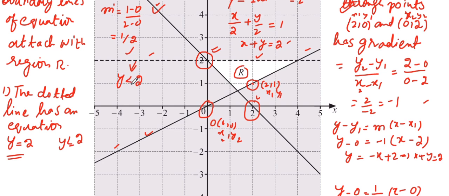Now why are we taking the less than sign only? Why are we not taking the greater than sign? You can observe that the unshaded region R is below this line. So that's why, when the region lies below, we take the less than sign. So the inequality for this line is y less than 2.